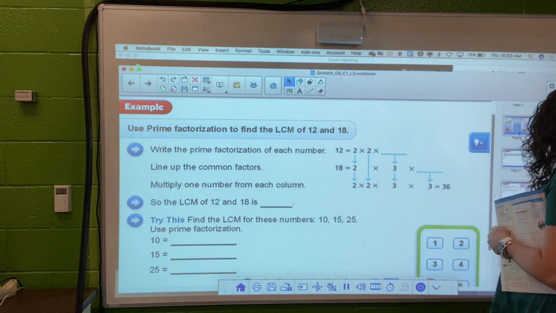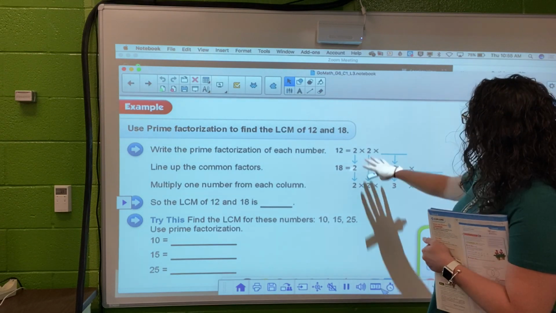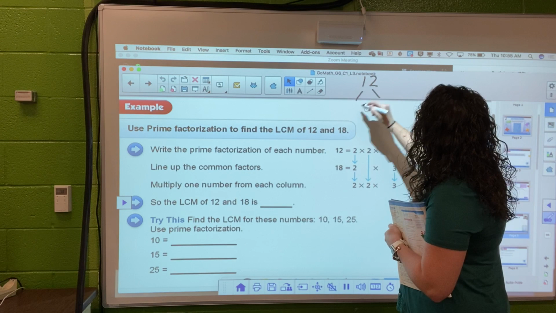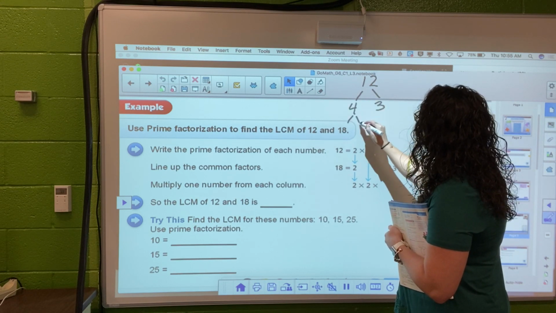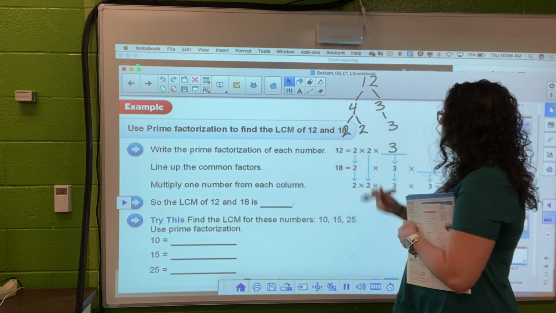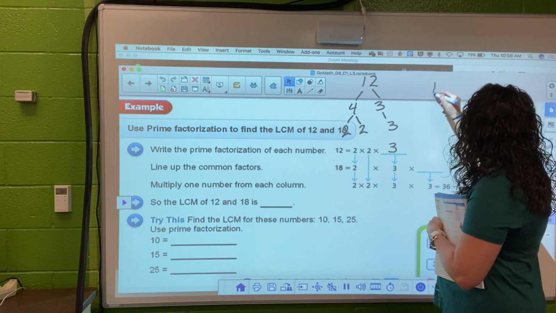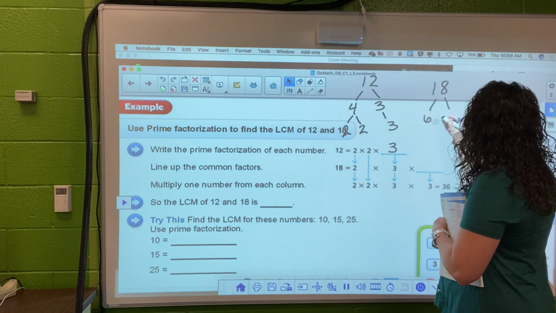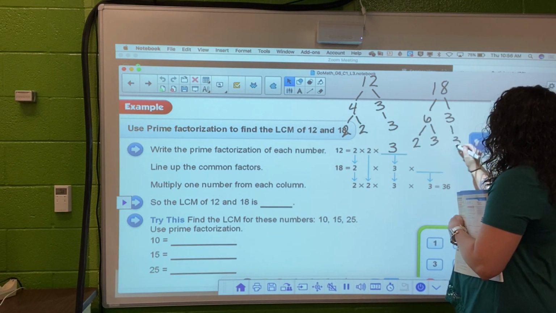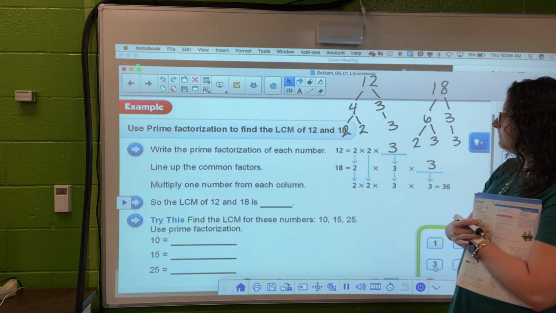So write the prime factorization for each number. So for 12, they started it for us, but now we have to finish. For 12, we have 4 and 3, and then we need to factor it again to 2, 2, and 3. So 3 is what's missing in the blank there. For 18, you can break it down to 6 and 3. 6 needs to be factored further to 2 and 3, and bring the 3 down. So 2, 3, and 3.